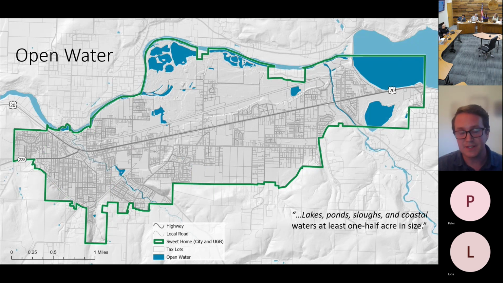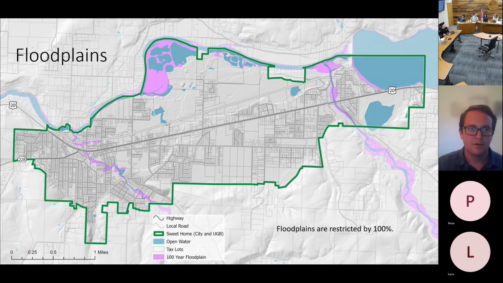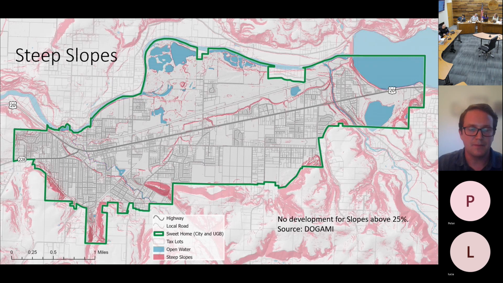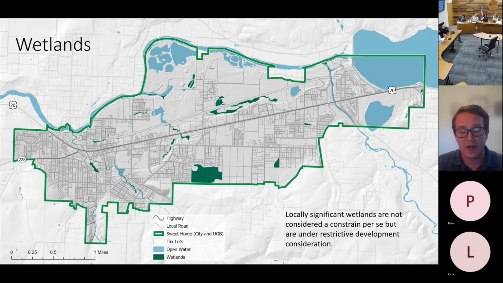Open water obviously is not buildable, so we remove that. You can see that here in the blue. Floodplains are also removed, and those are usually pretty coterminous with open water, but you can see that there are some buffers, and so we can remove that land as well from the buildable land inventory. And then steep slopes, and that's slopes of greater than 25%. So you see that there's a handful around the city, quite a bit towards the northeast, and then quite a bit towards the southwest there. And then finally, wetlands, we're able to remove those as well. So you can see those here in the green.